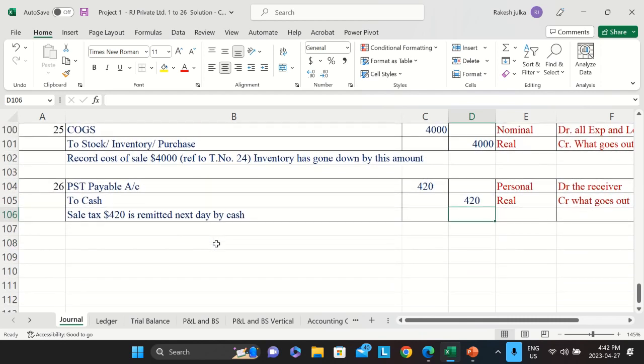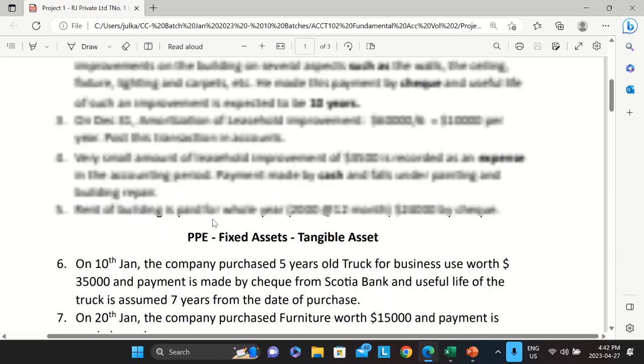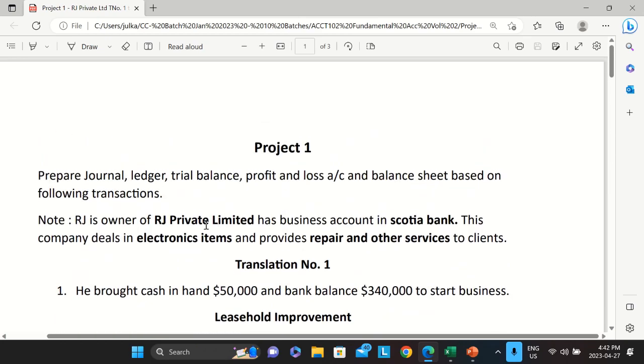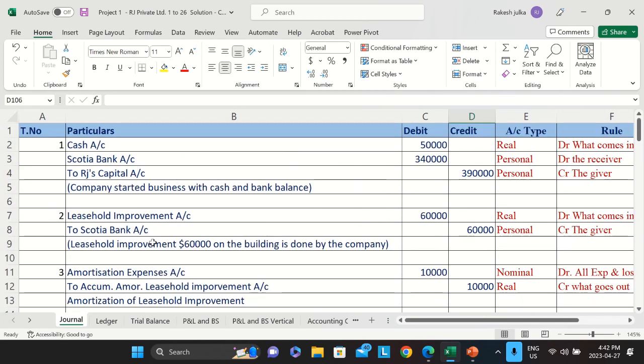So now I have completed all the 26 transactions done by RJ Private Limited in this year, and I have completed all the entries here. Next is the simple process of how to put all these transactions in the ledger. This is also very important. It will take around 5 to 10 minutes and it will be so quick.